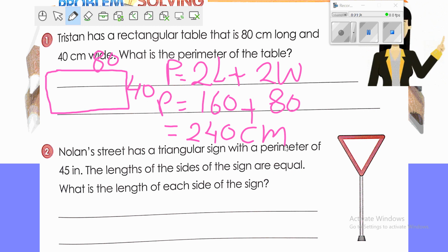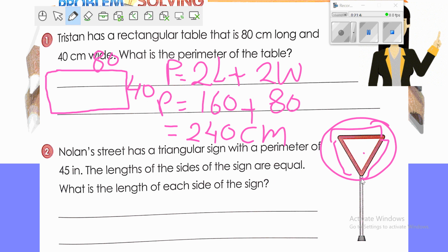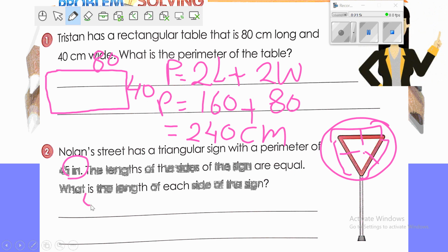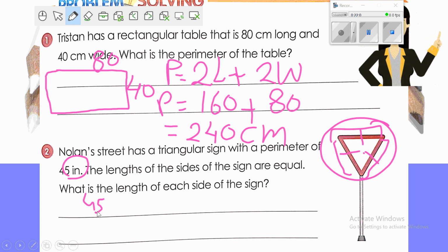Now, Noland Street has a triangular sign with a perimeter of 45 inches. So here is 45 inches for the perimeter. If the lengths of the sides of this sign are equal, this is equal, this is equal, this is equal. So what is the length of each side? That means I have to count how many sides and divide the perimeter, 45. How many sides do I have for the triangle?